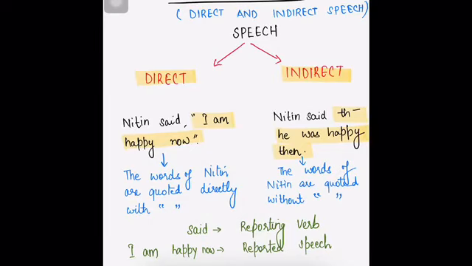So if you look at the first one, the exact words of Nitin are quoted. That means the direct words with the inverted commas are quoted. However, in the second one, the words of Nitin are quoted without inverted commas, and that is why it is called indirect speech. When the words are quoted without the quotation marks, it is called indirect speech.